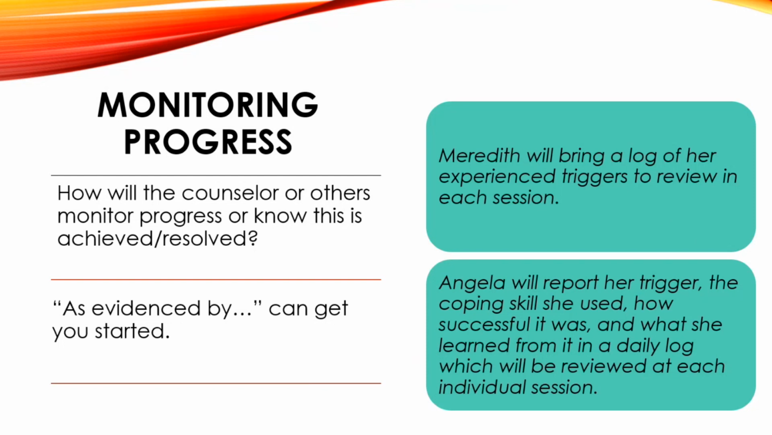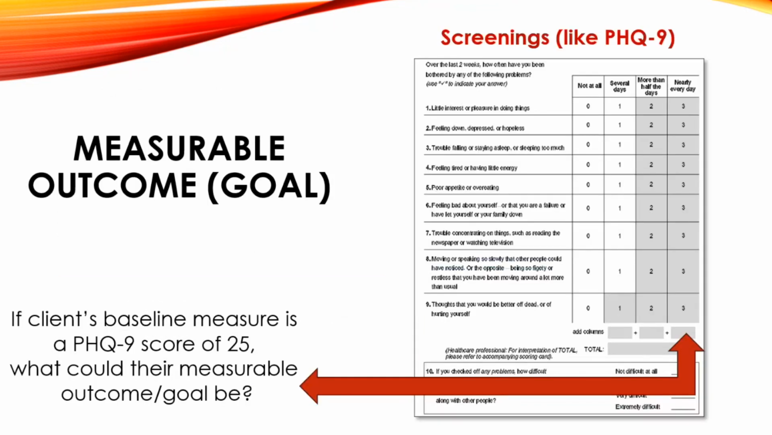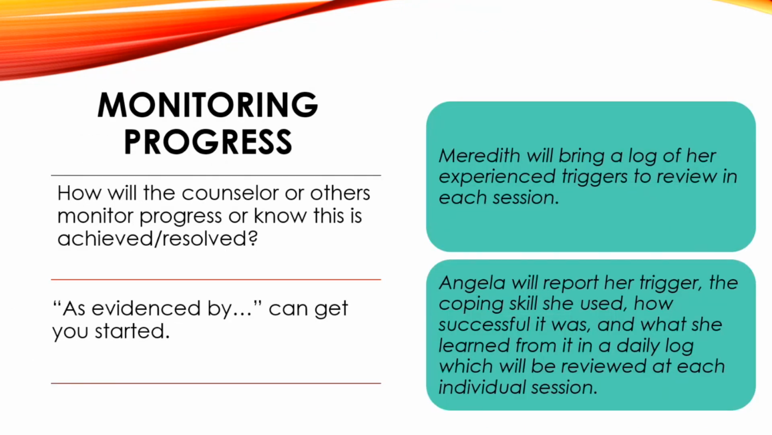When it comes to monitoring progress, we're asking how the counselor or the client will know that this is achieved or resolved. If our measurable outcome and goal is a lower score on the PHQ-9, then we'll know this is achieved and resolved by a lower score on the PHQ-9. And we'll know this by the client completing the PHQ-9 in session with me or once a month or something like that. So you're thinking through how you are going to measure this and see progress being made.